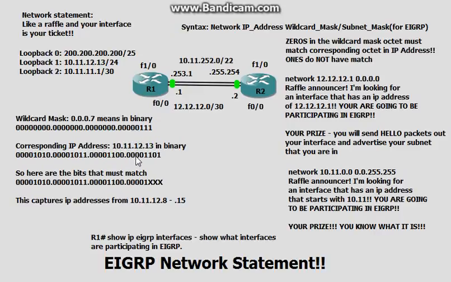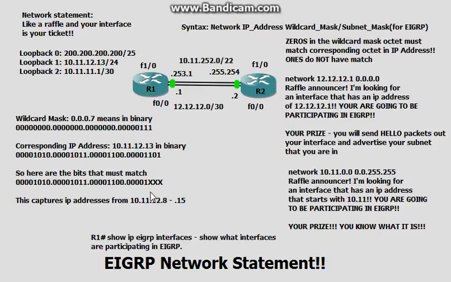So we've got 1, 2, 3, 4, 5. This one has to be there for this whole raffle. These last three bits, it doesn't care about, because the ones do not have to match. So here are the bits that have to match. We see that the last three X's could be either ones or zeros.